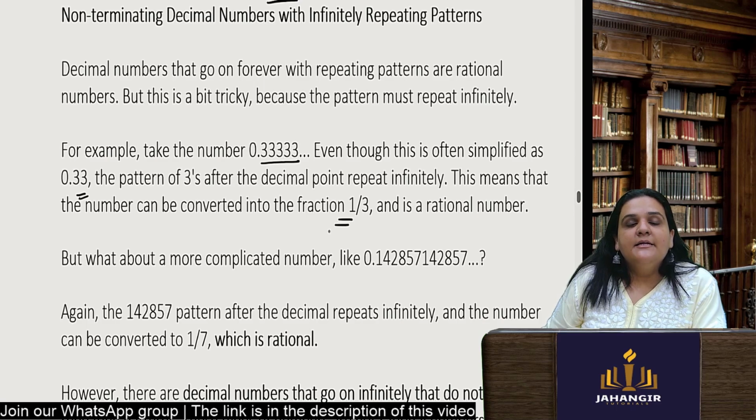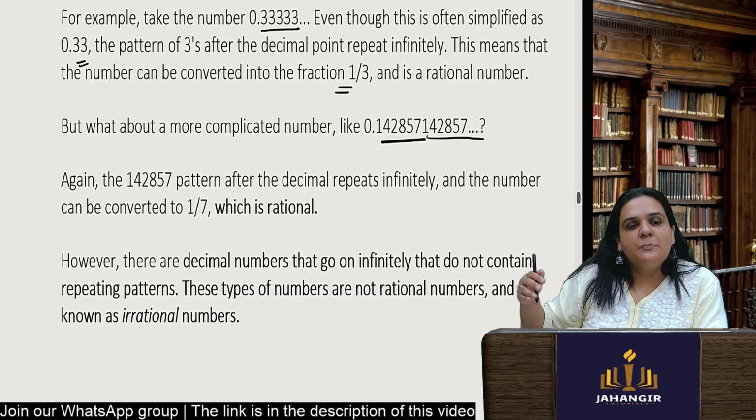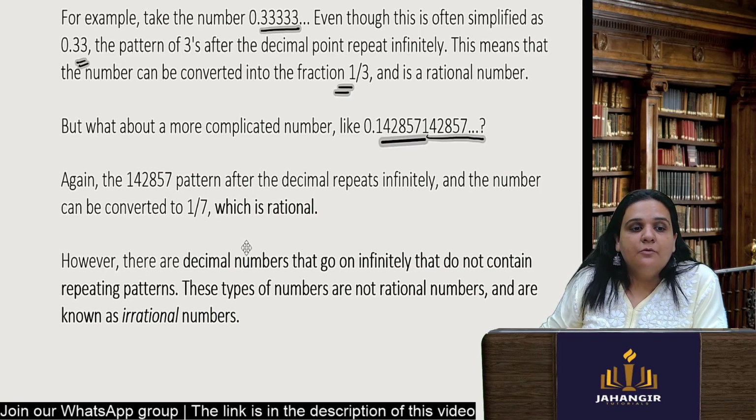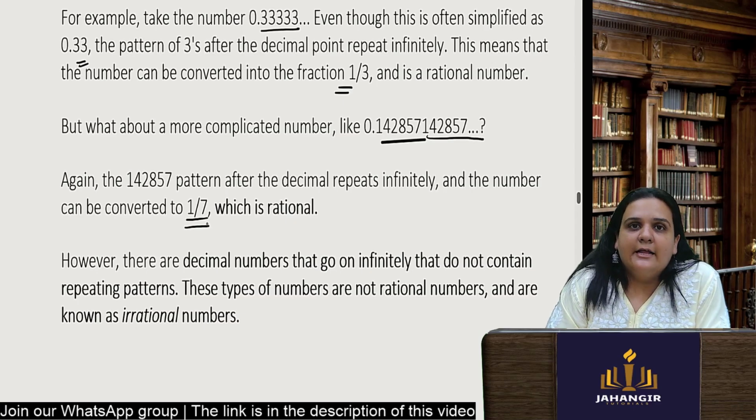Okay, but there are certain complicated numbers like 0.142857, then again 142857. Okay, so this 142857 keeps repeating. But they can be converted into decimal number. When you convert that, it will come as 1 divided by 7. So therefore it is a rational number.